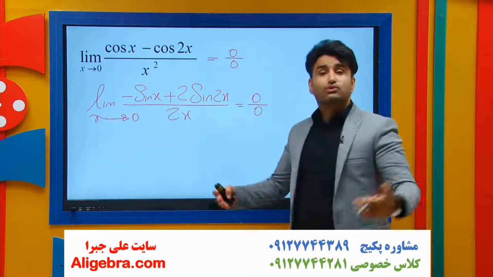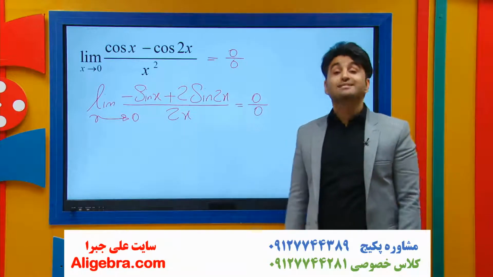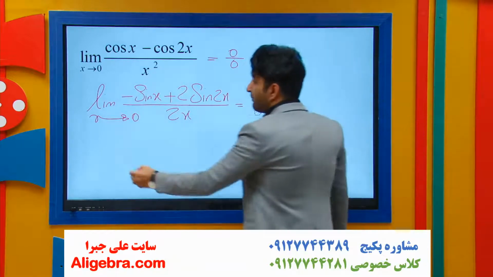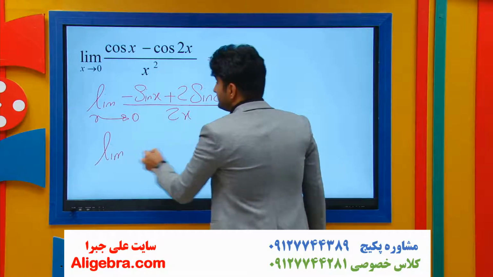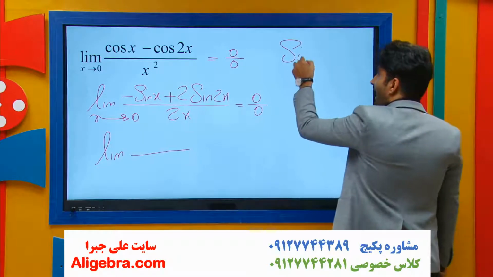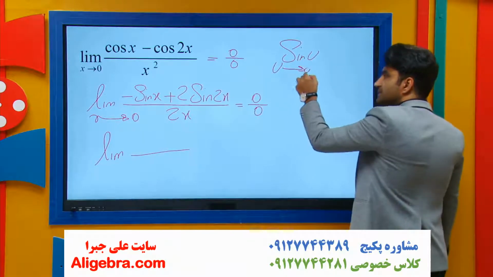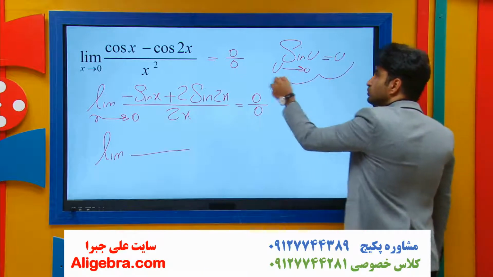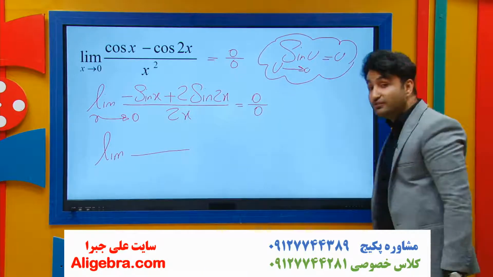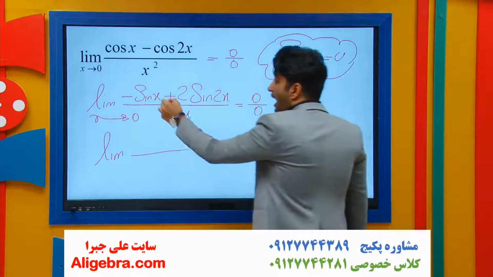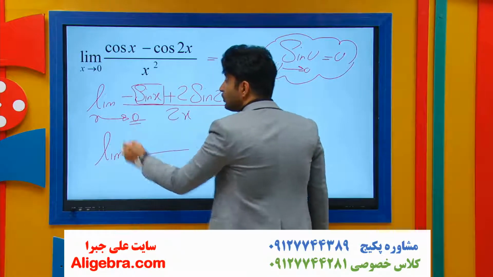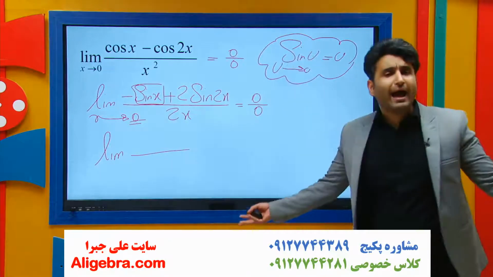Should I take derivative again? No. Thanks to sandwich theorem, you can simplify the limit. Sine u as u approaches 0 is equal to u based on the sandwich theorem. So sine x as x approaches 0 gives me x.